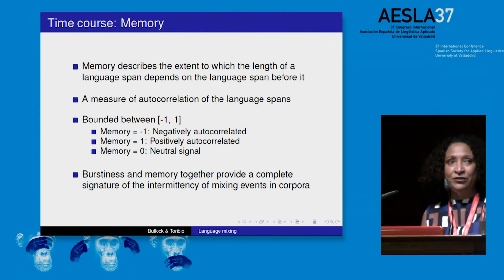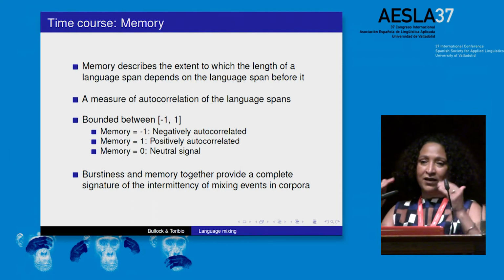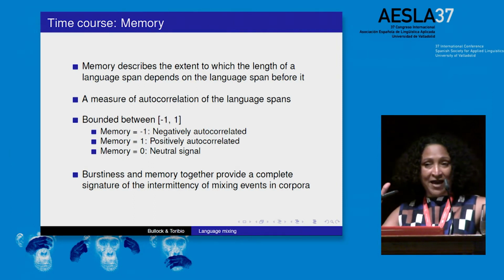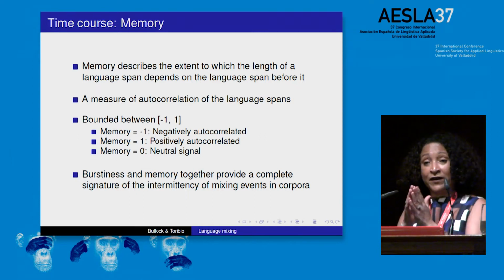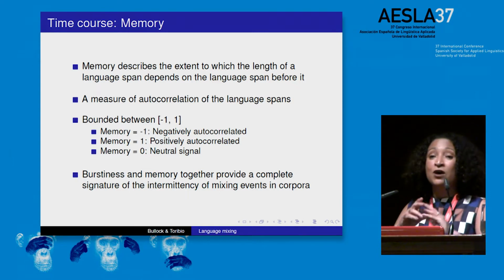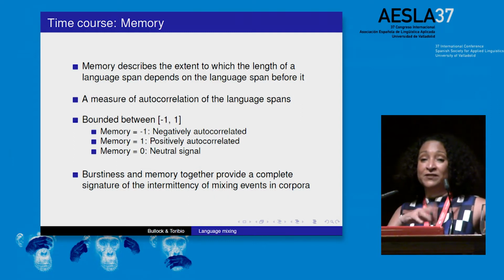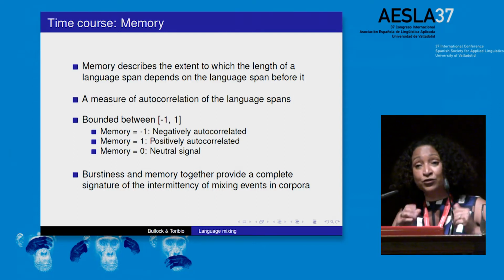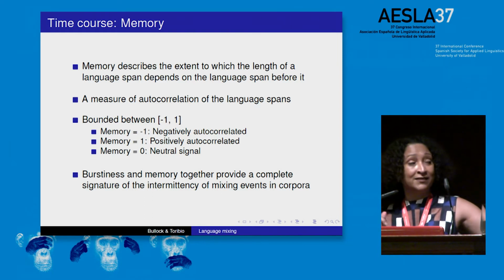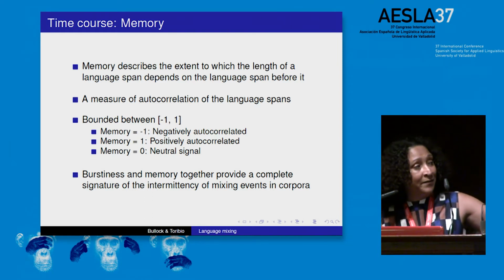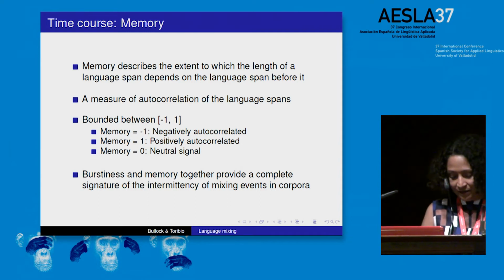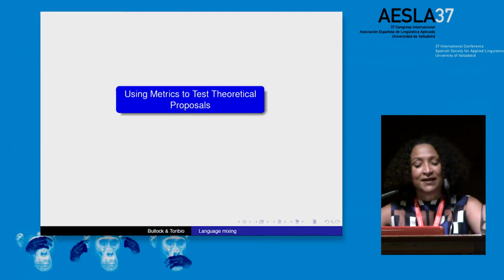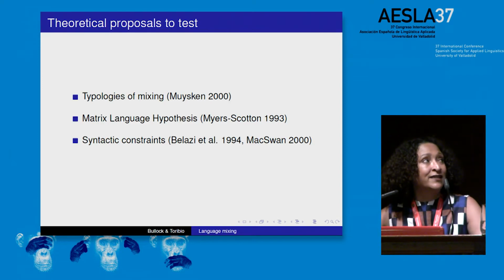Memory relates to the autocorrelation of spans, sequences of spans. So do you always have long spans of one language followed by short spans of the other language? Or is it sometimes long, sometimes short? So this, again, is a measure called memory that comes out of natural systems. Some of you might recognize it. All right, so let's look at these metrics in action.